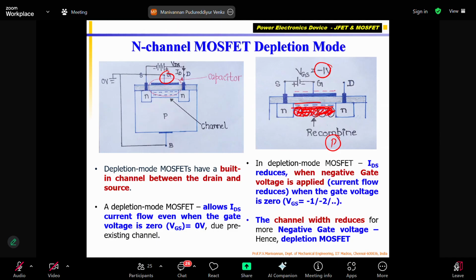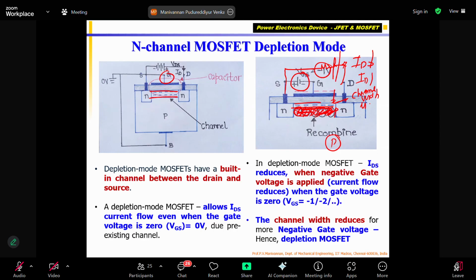Correct? That means this is my channel width. So originally this was my channel width, 2 electron thickness. Now I have 1 electron thickness only. My channel width is reduced. Correct? So what will the channel width mean? My IDD, load and power supply. This is my current ID. ID will reduce. If I give more negative, correct? ID will still reduce further. So that's why depleting means removing, depriving.